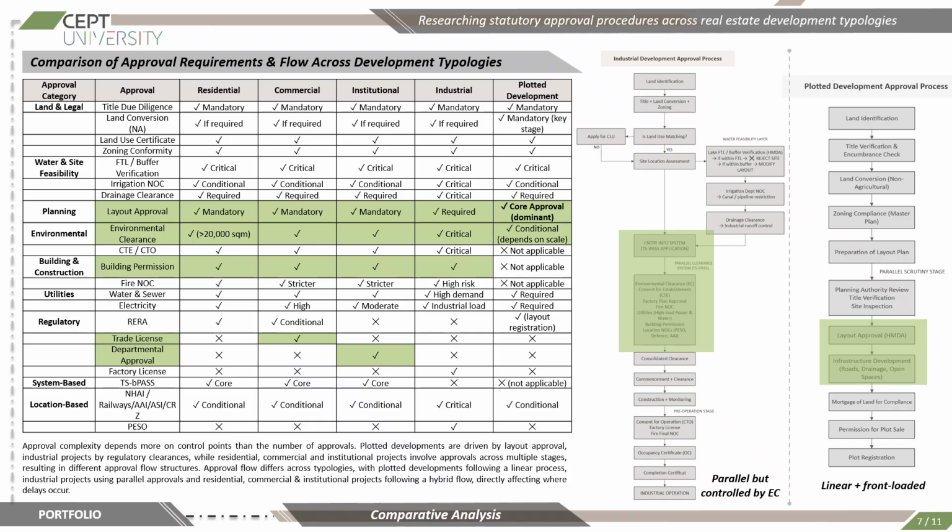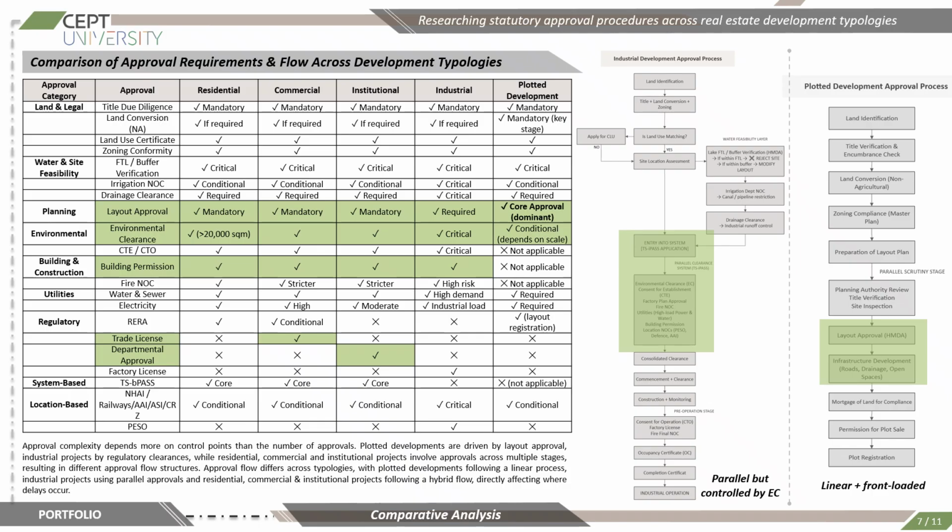In the planning stage, layout approval is very important across all the typologies, but it becomes the core approval in the plotted developments. This is because plotted projects are primarily governed through the layout planning compliance rather than the building permissions. Environmental clearance is another important stage. It is conditional for plotted developments depending on scale. It is mandatory for large residential developments, but highly important for industrial projects because of the industrial approvals that are strongly linked with the pollution and environmental norms.